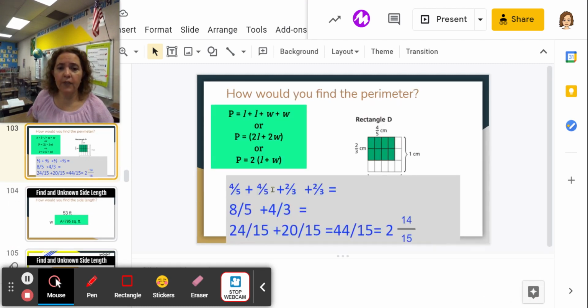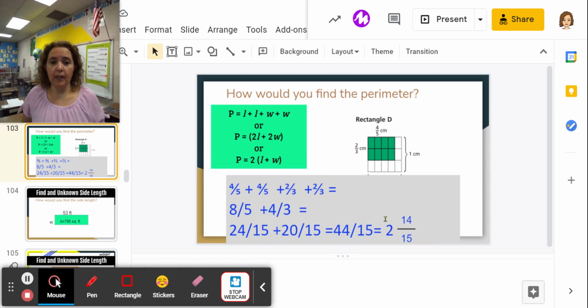All right, so 4/5 plus 4/5 gives me 8/5. 2/3 and 2/3 gives me 4/3. Common denominator again was 15. Multiply top and bottom by 3 gave me 24/15. Multiply top and bottom by 5 gave me 20/15. Added 24 plus 20 gave me 44/15.